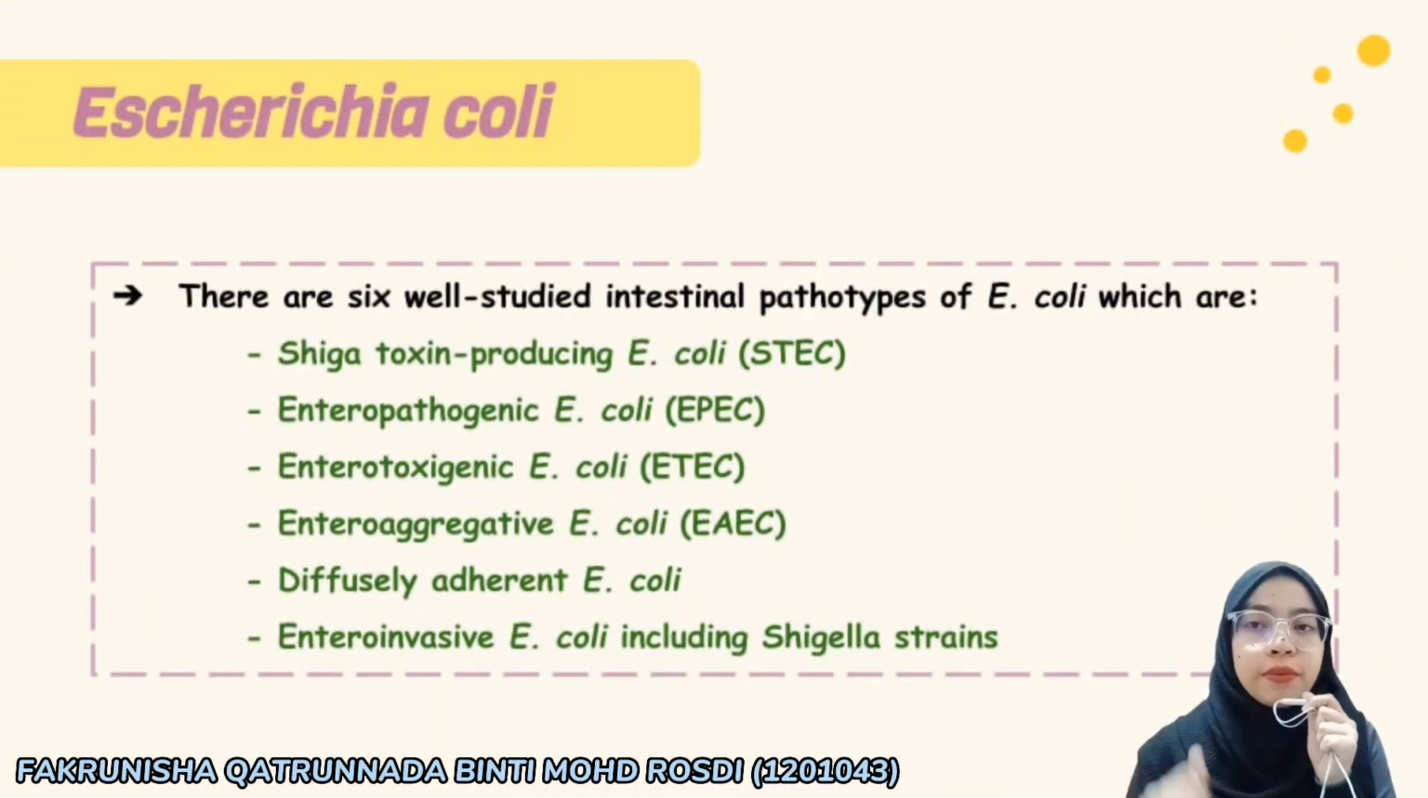There are 6 well-studied intestinal pathotypes of E. coli, including Shiga toxin-producing E. coli, or STEC, enteropathogenic E. coli, or EPEC, enterotoxigenic E. coli, ETEC, enteroaggregative E. coli, EAEC, diffusely adherent E. coli, and enteroinvasive E. coli, including Shigella strains. These strains are classified by virulence properties and pathogenicity mechanisms, causing gastrointestinal disease such as diarrhea.